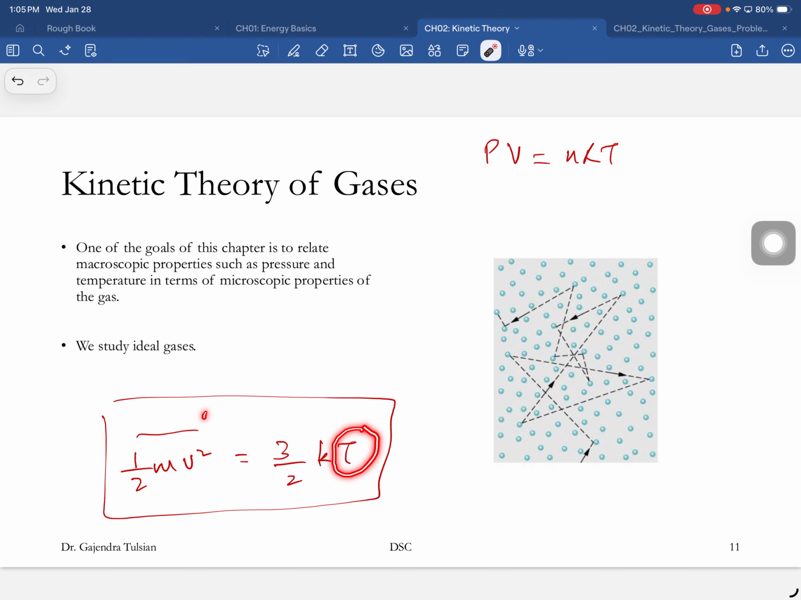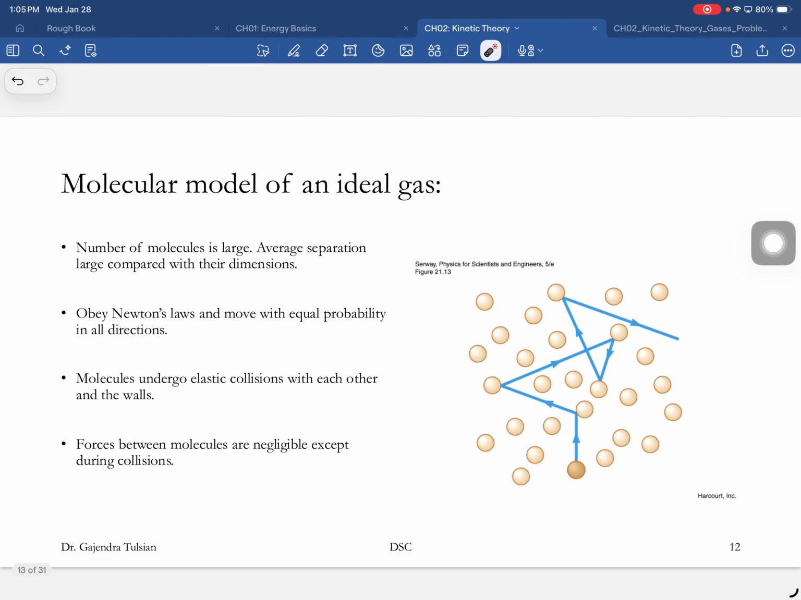They obey Newton's law and move with equal probability in all directions. They undergo elastic collisions with each other and the walls. The force between the molecules is negligible except when they collide. Those are the assumptions for when the ideal gas law is valid. So here is a gas molecule, and there's its rough path.